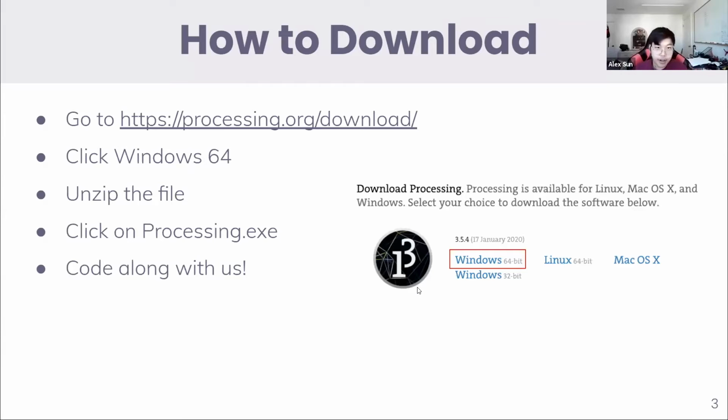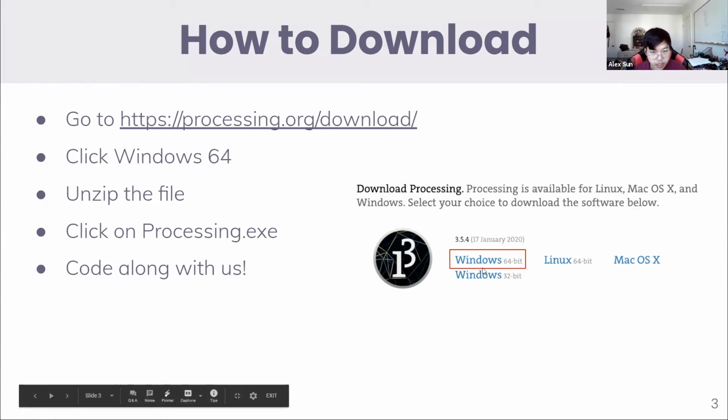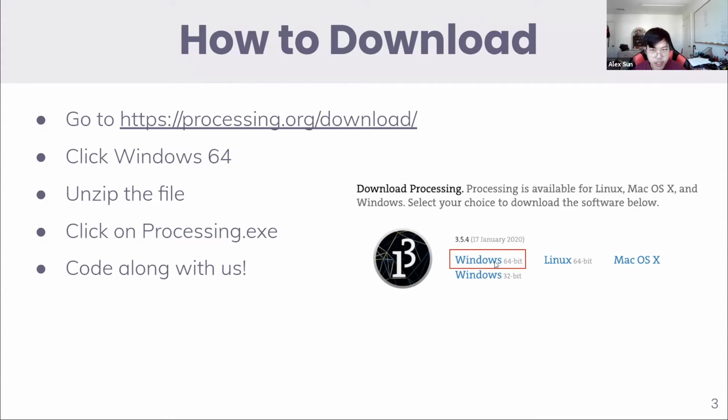So for those who weren't here, you need to go to that link. It is in the Zoom chat. Then once you're there, click on Windows 64. Then the file will download. And once you download the file, you need to click on it and then unzip or extract it, which I can show you. And then once the file is done extracting, you need to click on processing.exe once you go into the file.